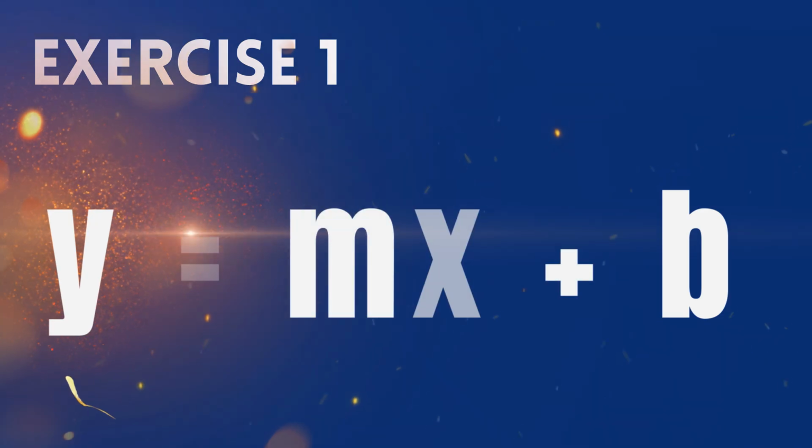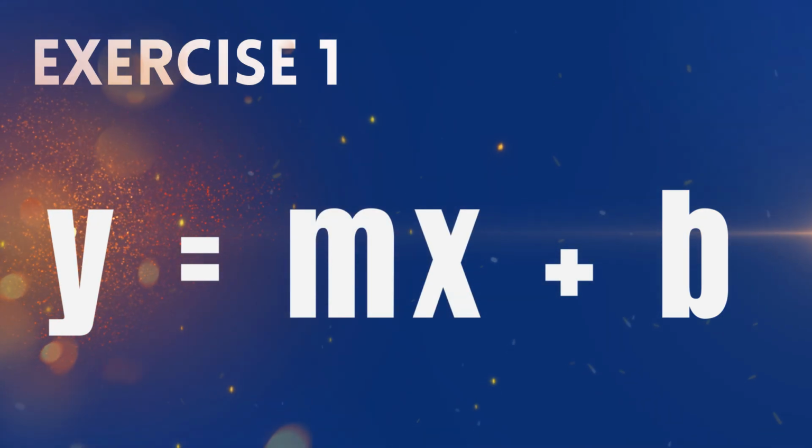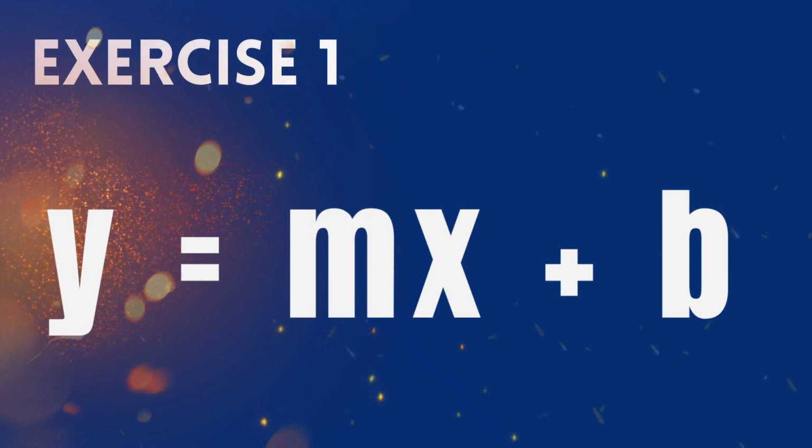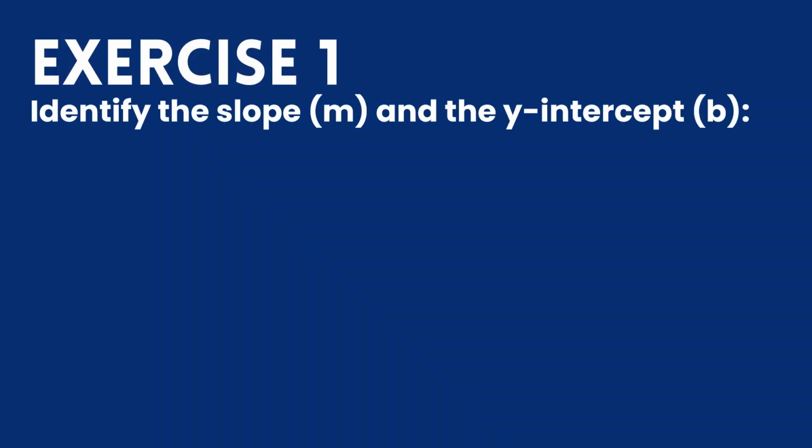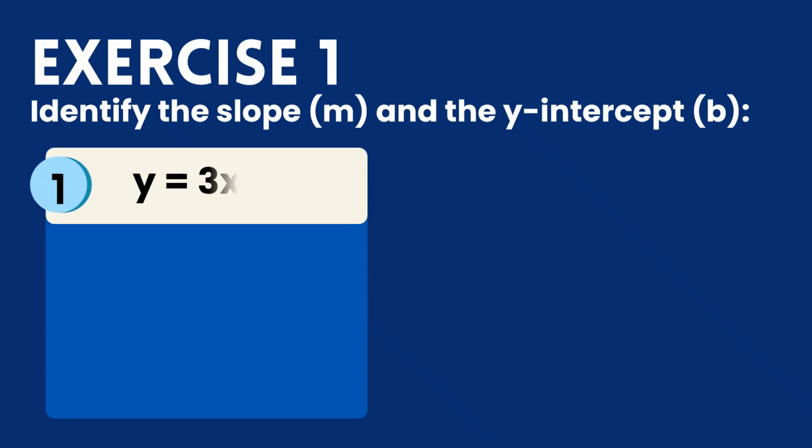Alright, let's practice. Now that you understand the slope-intercept form y = mx + b, let's practice identifying the slope and the y-intercept from the given equations. For each equation, the slope, or m, is the number in front of x. The y-intercept, or b, is the constant term, written as the point (0, b).